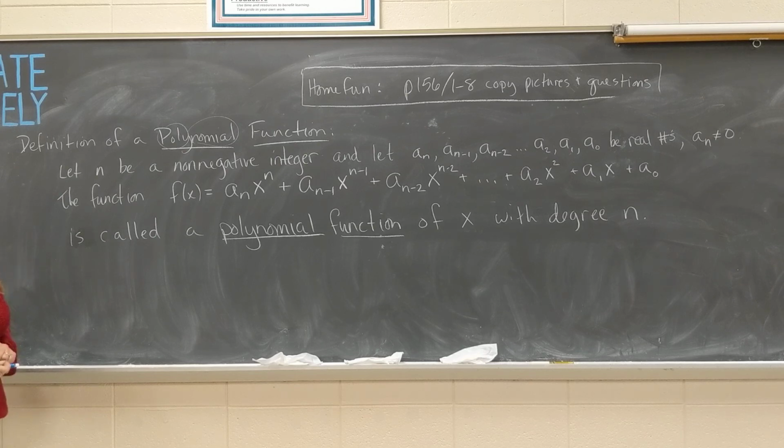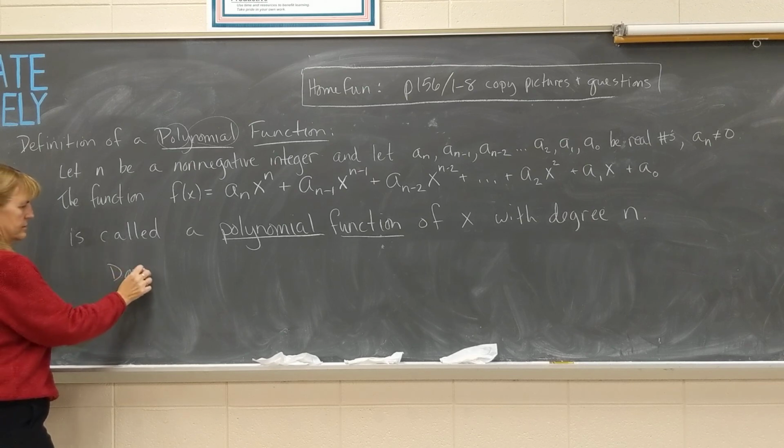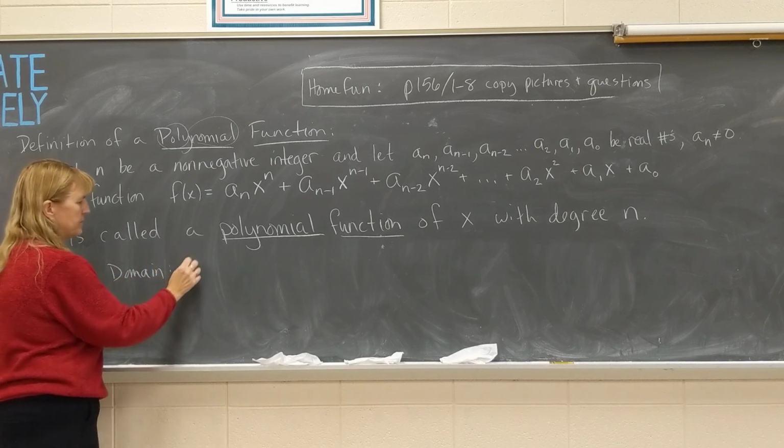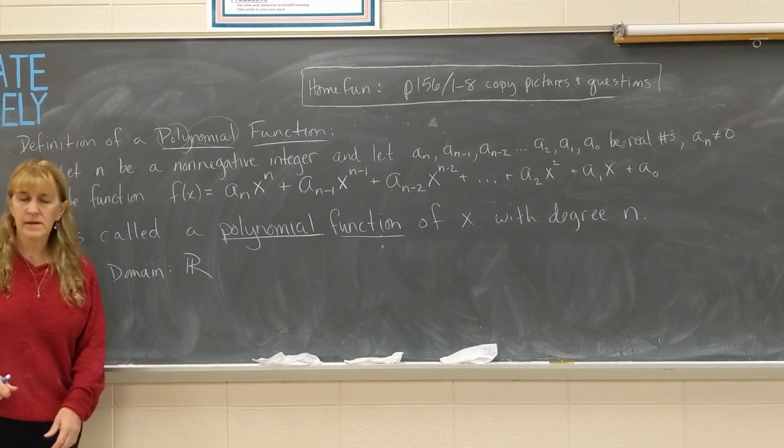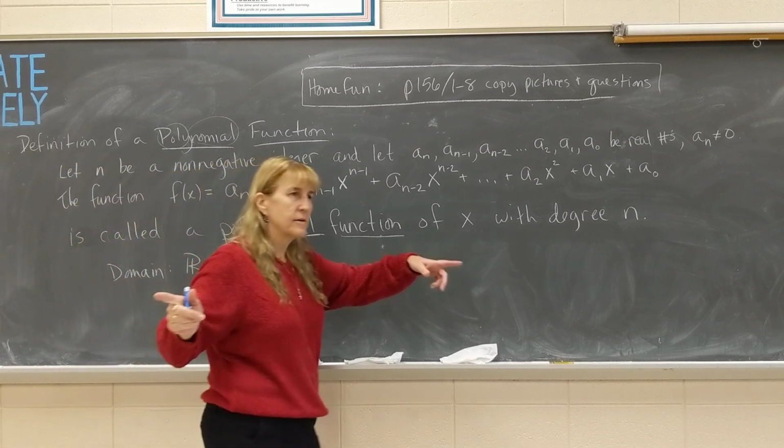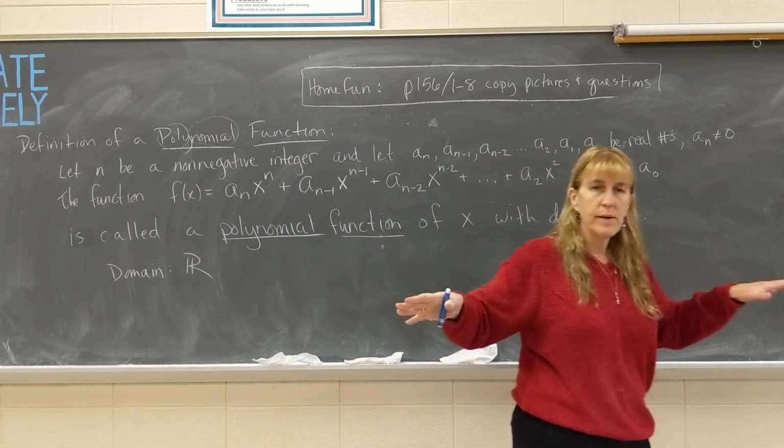What do you think the domain of any polynomial function is? All real numbers. Yeah, it is definitely all real numbers. How come? Because it keeps going. It keeps going forever and ever and ever. Okay, from negative infinity to positive infinity.